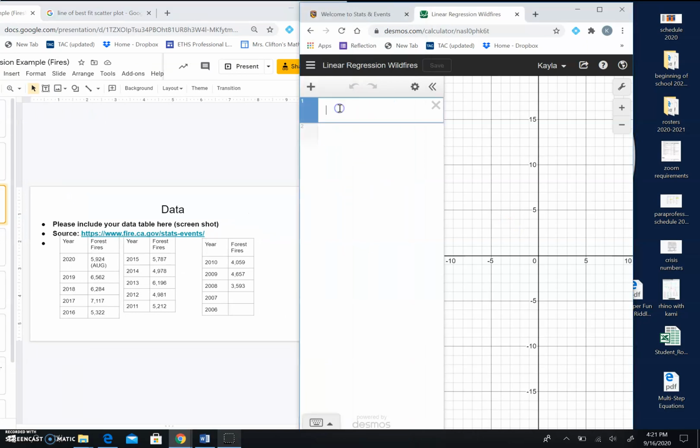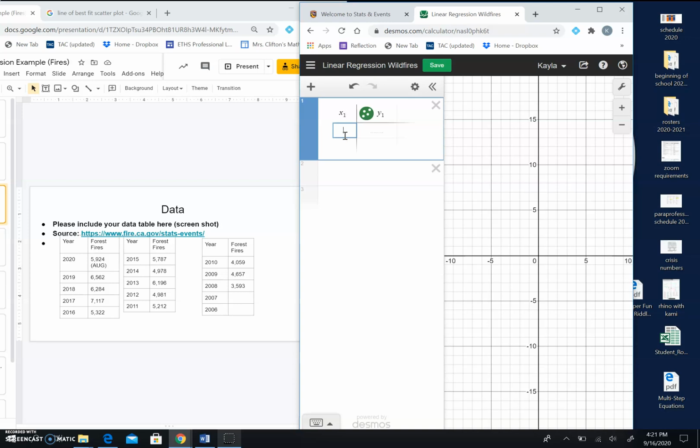So what I'm going to do is, in Desmos, I've opened up an empty page. I've logged in with Google so I can save it. I've called it Linear Regression Wildfires. And I'm going to make a table rather than an expression. Normally we add an expression. That's how we can type equations of lines. So I'm going to start typing in my data.